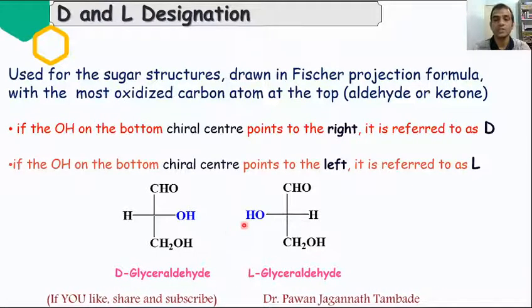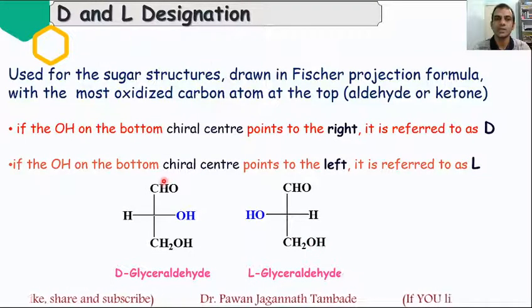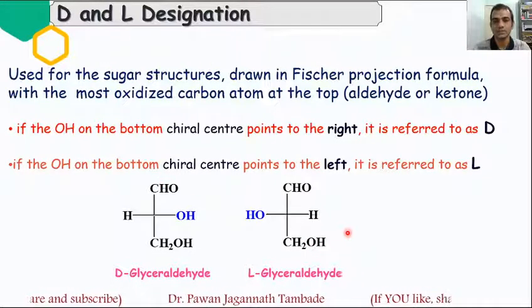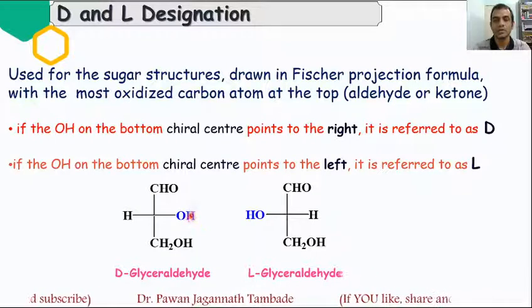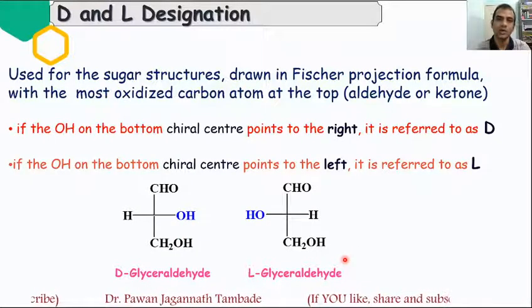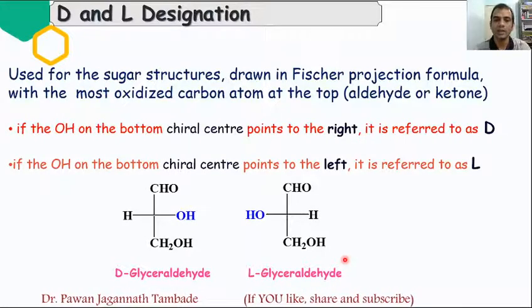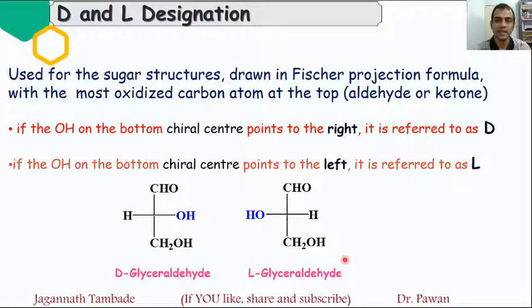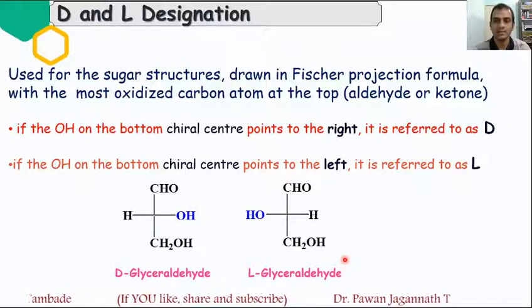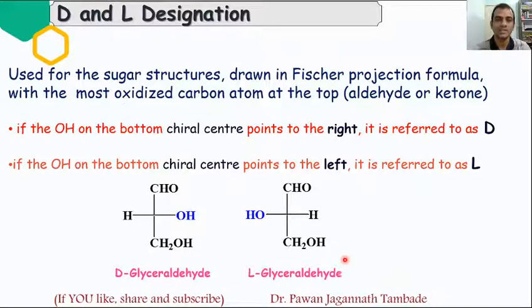And from the structures of D and L glyceraldehyde, we got this D and L designation. So depending upon the position of OH at the bottom chiral center, we can name it as either D or L. If it is on the right hand side, it is named D, and if it is on the left hand side, it is named L structure. Let's look at some examples to elaborate this concept.